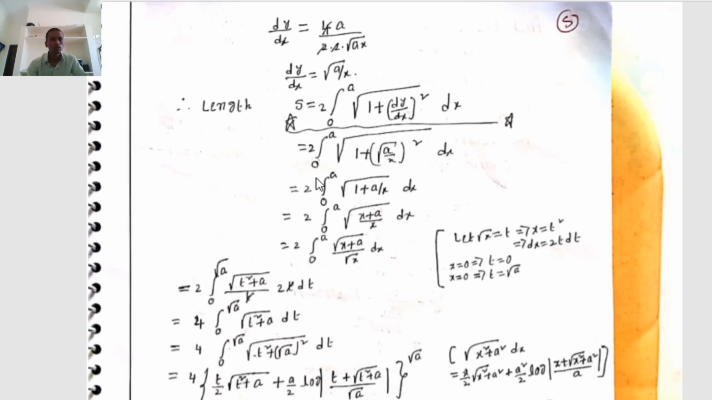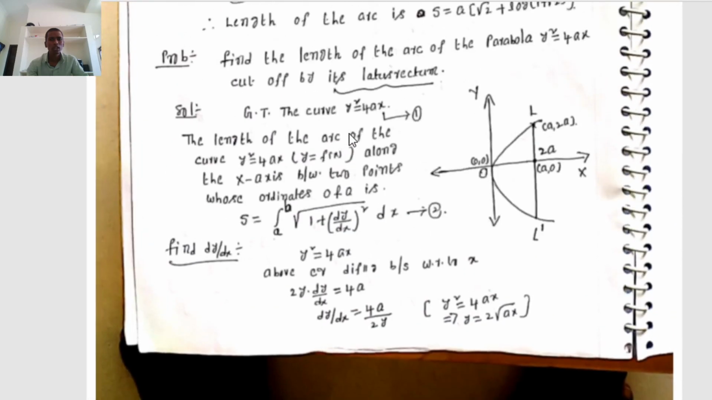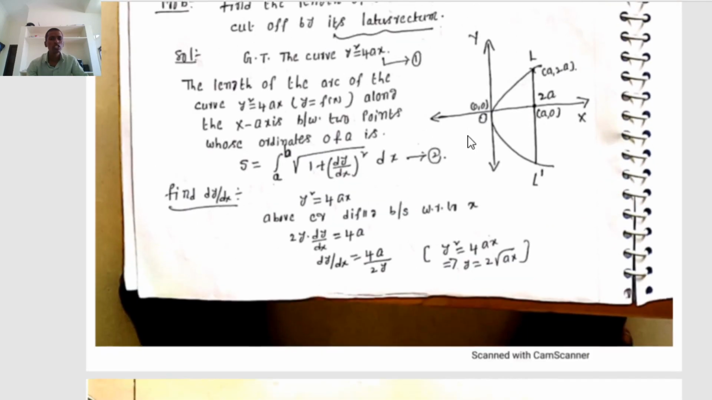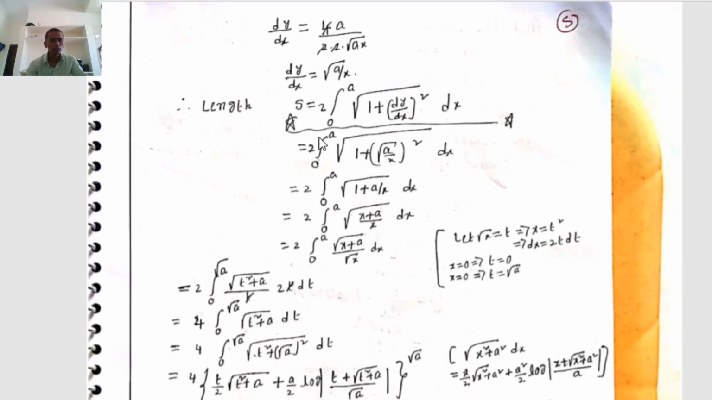Where we have, substitute in s where the limits are 0 to a and dy by dx equal to square root of a by x. Therefore s equal to, where we have to find the length of the arc of the curve, only the upper half plane, therefore it can be written as 2 into integration 0 to a, or integration minus a to a for the total latus rectum cut off. Therefore s equal to 2 into integration 0 to a square root of 1 plus dy by dx whole square into dx.